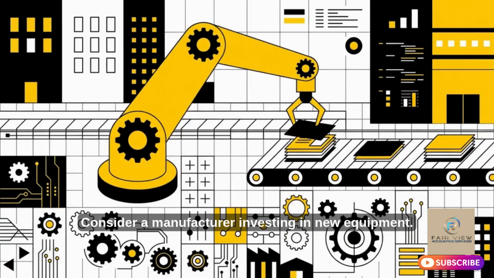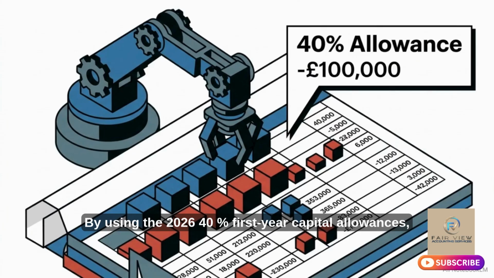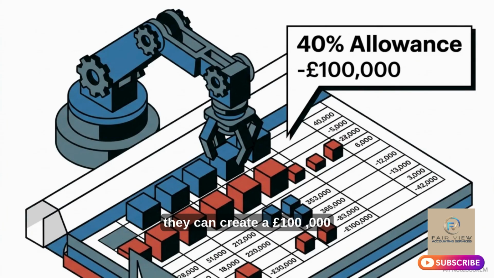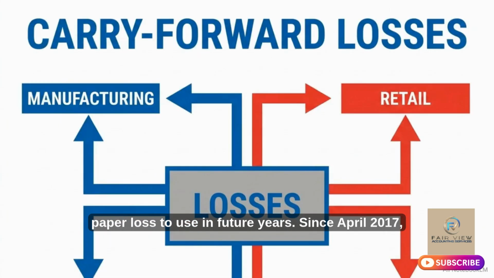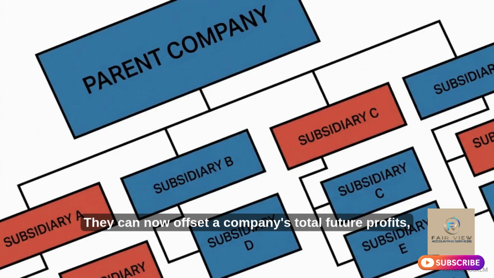Consider a manufacturer investing in new equipment. By using the 2026 40% first-year capital allowances, they can create a £100,000 paper loss to use in future years. Since April 2017, these carried-forward losses have become more flexible. They can now offset a company's total future profits, rather than being restricted to the same specific trade.